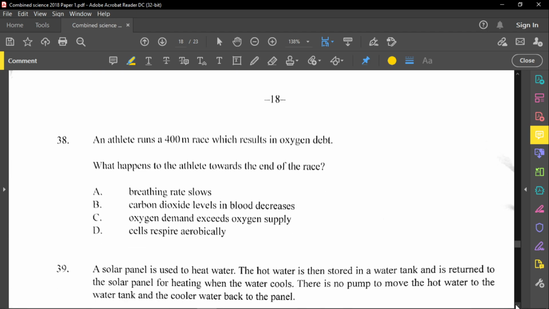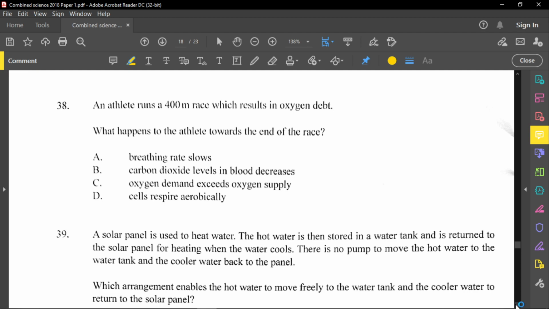38. An athlete runs a 400 meters race, which results in oxygen debt. Now, what happens to the athlete towards the end of the race? Now, to repay that oxygen debt, what you must do is breathe harder, okay, to supply more oxygen. So breathing rate slows, which is not true. Carbon dioxide levels in the blood decrease, not true at all. But oxygen demand exceeds the oxygen supply, which is true. That's why we get into the debt, as a matter of fact, right?